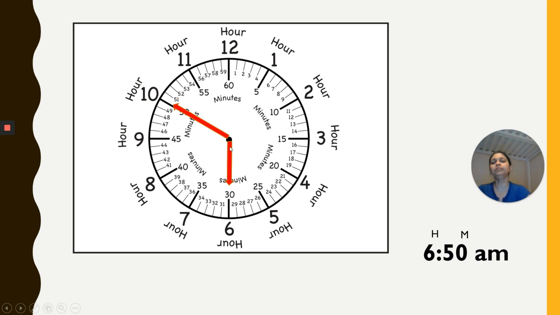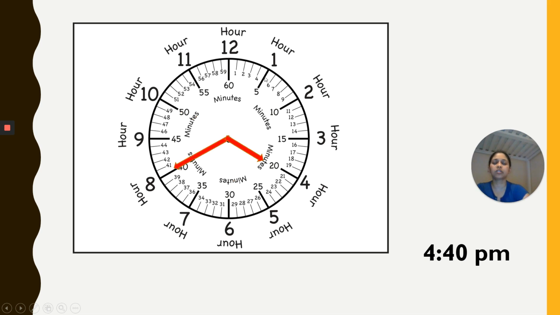I'm going to say that again. This is your hour hand, your minute hand. Your hours come first, and then comes your minutes, which means it is 6:50 AM. And AM means it's 6:50 in the morning.